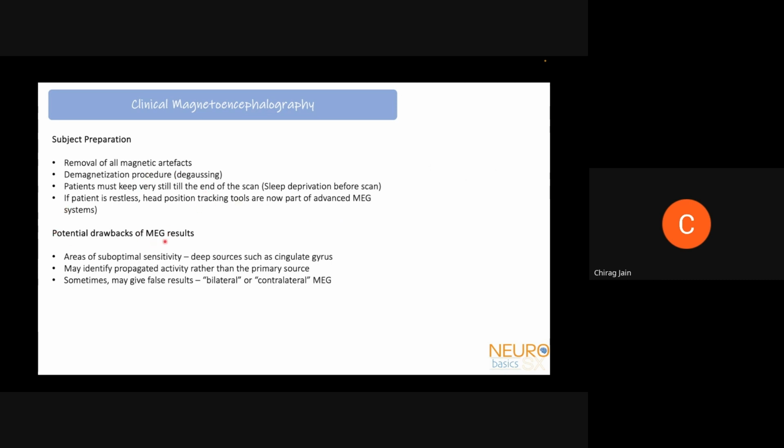But there are some drawbacks of MEG results. There are some areas of suboptimal sensitivity with MEG. Particularly with deep sources, such as the cingulate gyrus, MEG is not very sensitive. Rather than identifying a primary source, it might actually pick up propagated activity, as a lot of these non-invasive techniques do. And sometimes you can get some abnormal results with MEG. You might get a bilateral MEG or you might get a contralateral MEG.